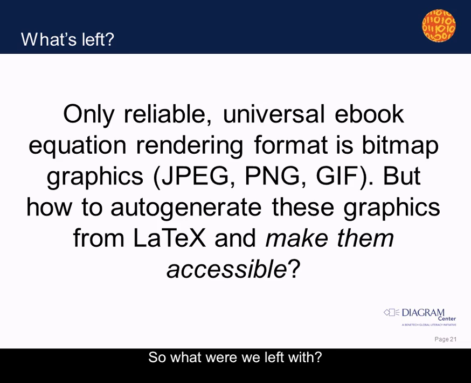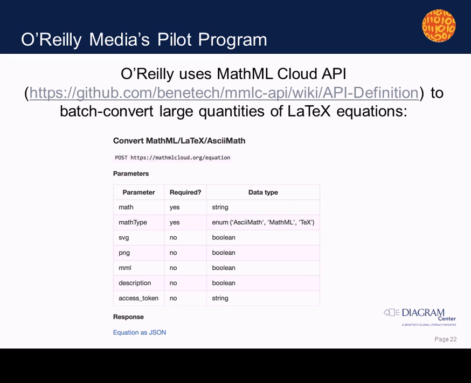So what were we left with? What we found is that the only reliable universal ebook equation rendering format that we could use for visual representation of math equations was a bitmap format. So JPEG, PNG, GIF. So that raised a big question for us. How could we auto-generate these graphics from LaTeX and make them accessible? And that's where MathML Cloud came in.